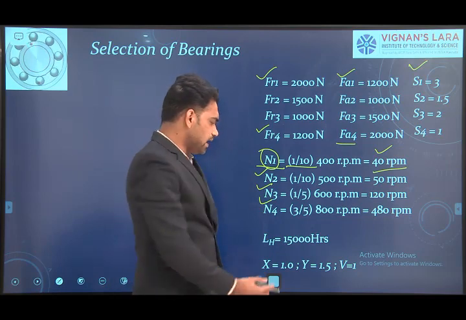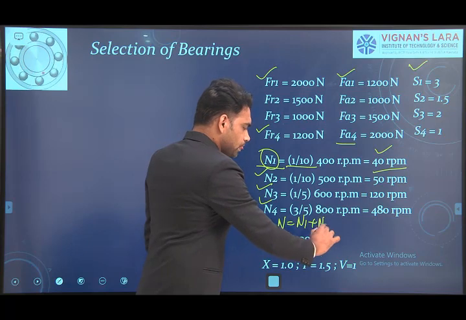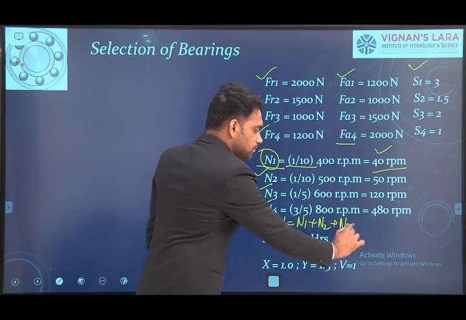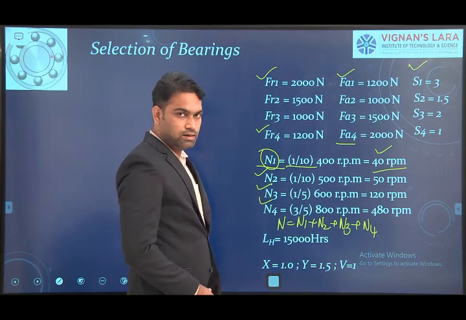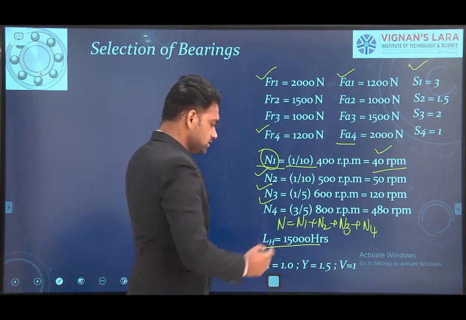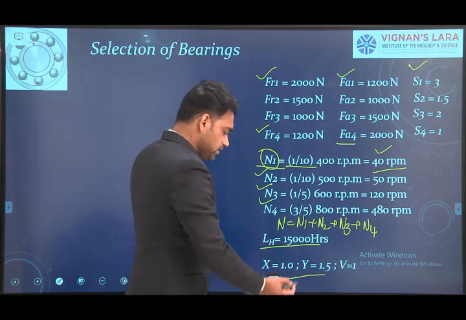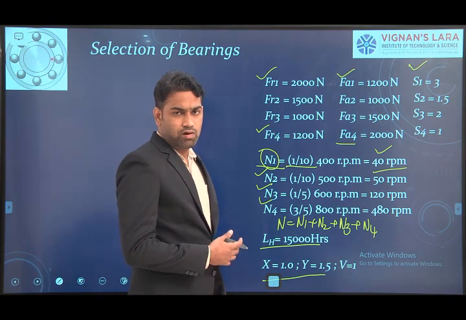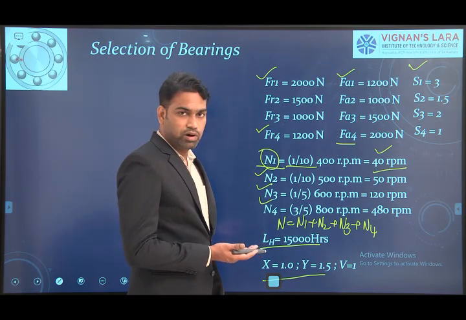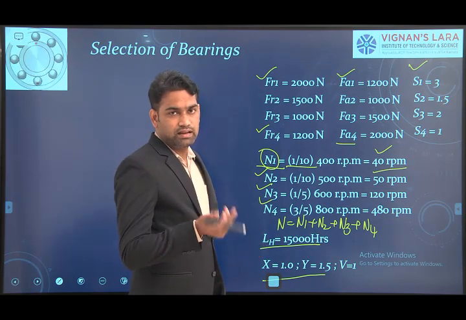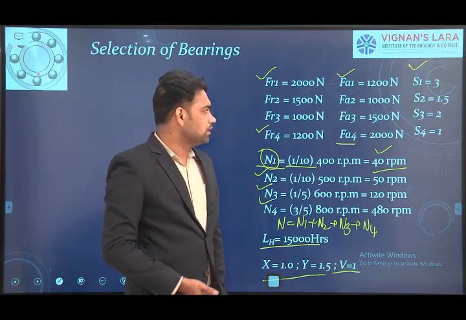So I can calculate the total number of revolutions that the bearing operates, given by N1 plus N2 plus N3 plus N4, so that we get the total N. The life of the bearing is given in terms of hours of service, LH, and X and Y are given in the data. It is assumed constant for all the fractional cycles. X and Y are 1 and 1.5, and it is also stated that the inner race rotates, so we take V equal to 1. Clear? So this is the given data.